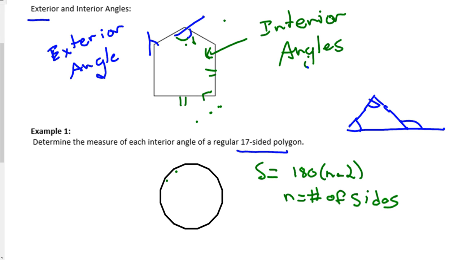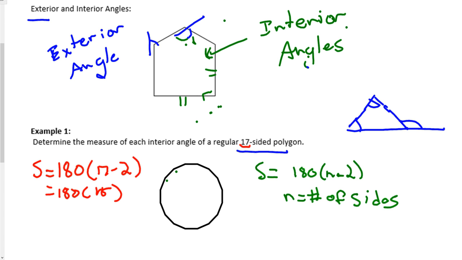If we do that, I'll do it over here in red. S equals 180 times (n minus 2), and I know my n value here. It's 17, and I'm going to subtract 2 from that. I'll show all my work so you guys can see it. 17 minus 2 is 15, and then you just go 180 times 15. Let me get my calculator out.